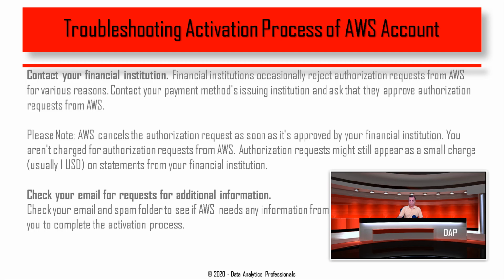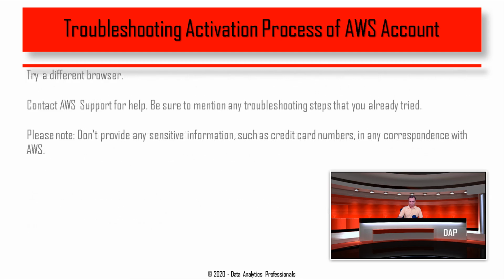Now check your email for requests for additional information. Check your email and spam folder, as I requested, to see if AWS needs any further information from you to complete the activation process. Maybe they need something else, who knows? Maybe you are not providing what they need. So check the email and follow. If they have requested anything, then follow it.